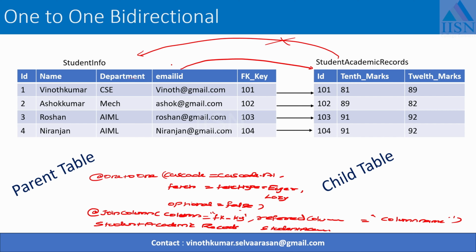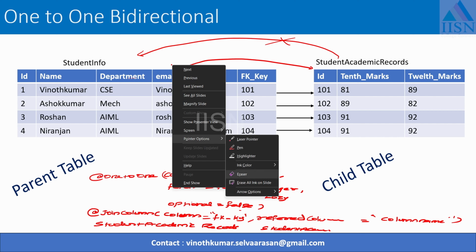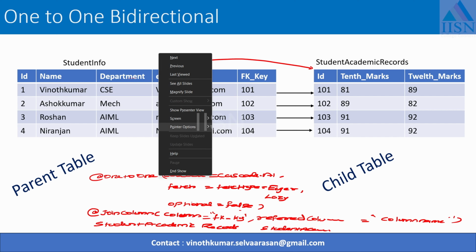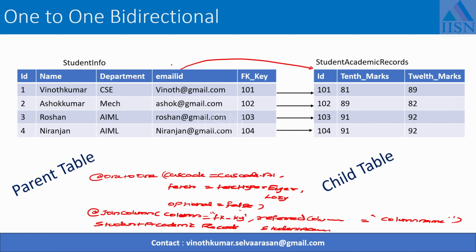But now what are we going to do? We are going to see the bidirectional. What does bidirectional mean? Here the child class knows the relationship. The child class knows the relationship. That is what bidirectional is. Let's see how to write it.